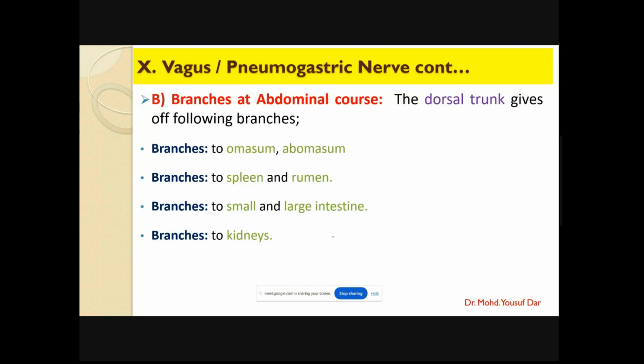Now we have the third, when it enters the esophageal continuations of the vagi, that is the dorsal trunk and the ventral trunk. So वो दोनों क्या, through the diaphragm they enter into the abdomen. So here we start the abdominal course. So dorsal trunk क्या करता है, ये क्या करेगा, it gives branches that supply the omasum and abomasum, plus it again gives branches that supply the spleen और rumen को जाएंगी, plus it also gives branches to the small intestine, large intestine, and it also gives branches to the kidney. तो almost हर एक organ को ये branches supply करता है.